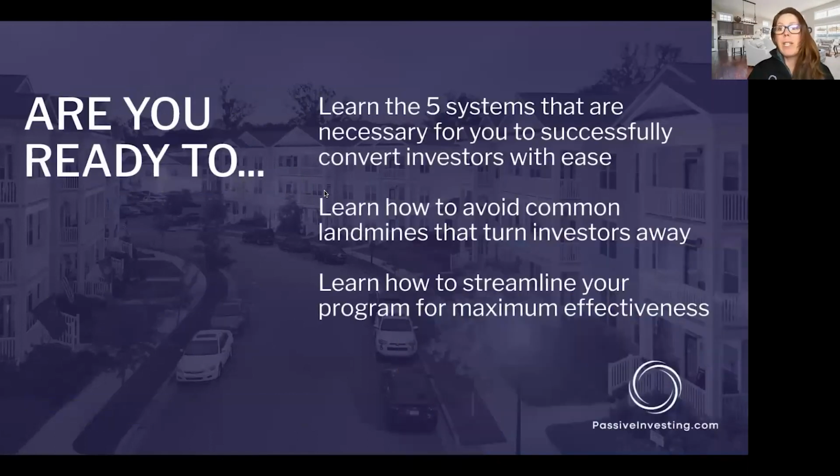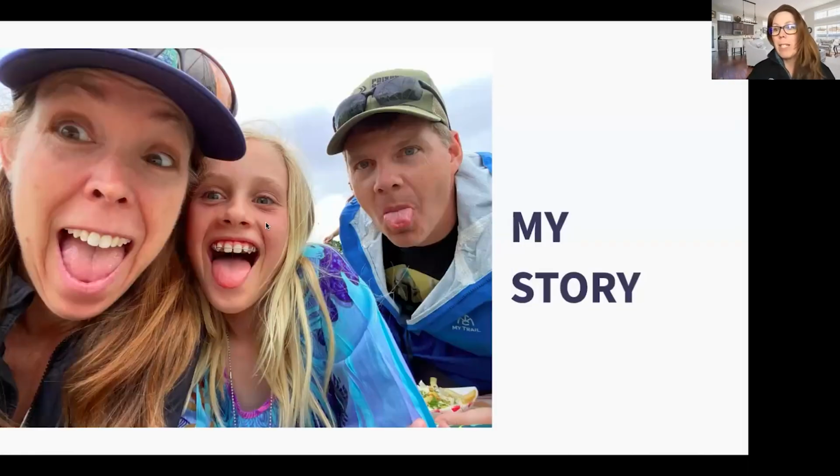But again, this talk is a part of 5 systems that are necessary for you in your syndication business to put into place to convert investors with ease. That's the whole point. Serve your investors, serve yourself with ease. And also to help you avoid some common mistakes and landmines that many syndicators walk into that actually turn investors away. And this 5-part system will help streamline your program for max effectiveness.